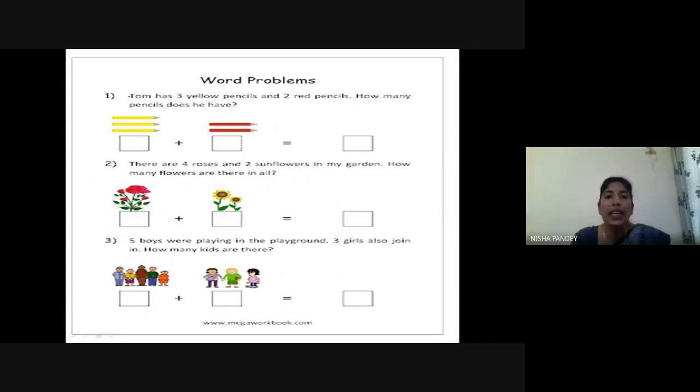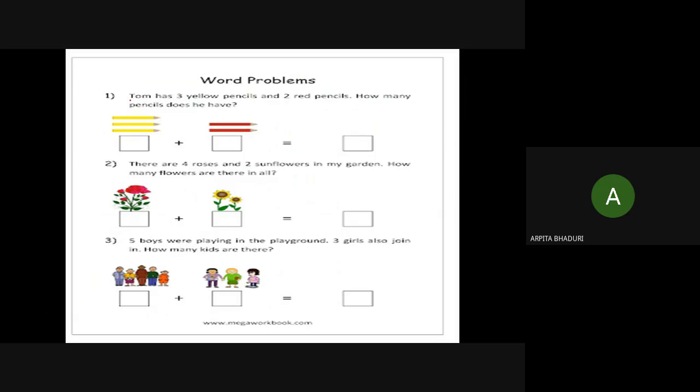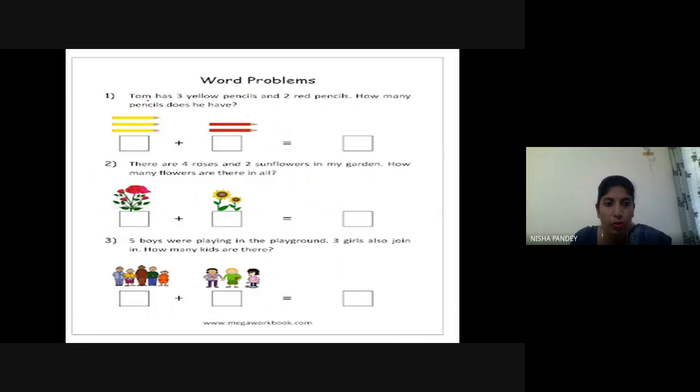So we have a worksheet to do, right? As we have discussed different subtraction questions and addition questions, and we have solved word problems also. So to make you learn it more, we will try to solve some worksheet based on word problems, right? So first question goes like this. Tom has 3 yellow pencils. So what are the objects?